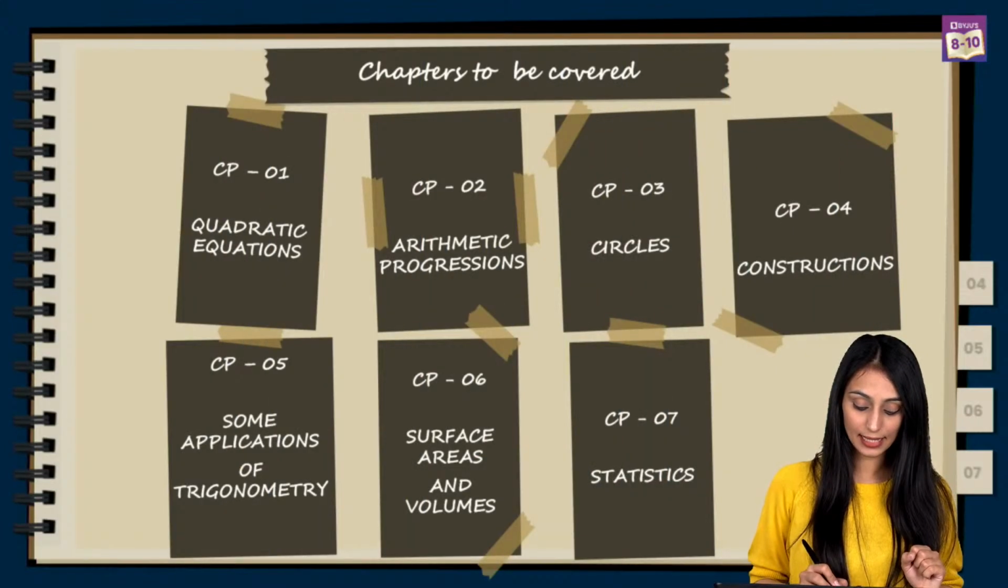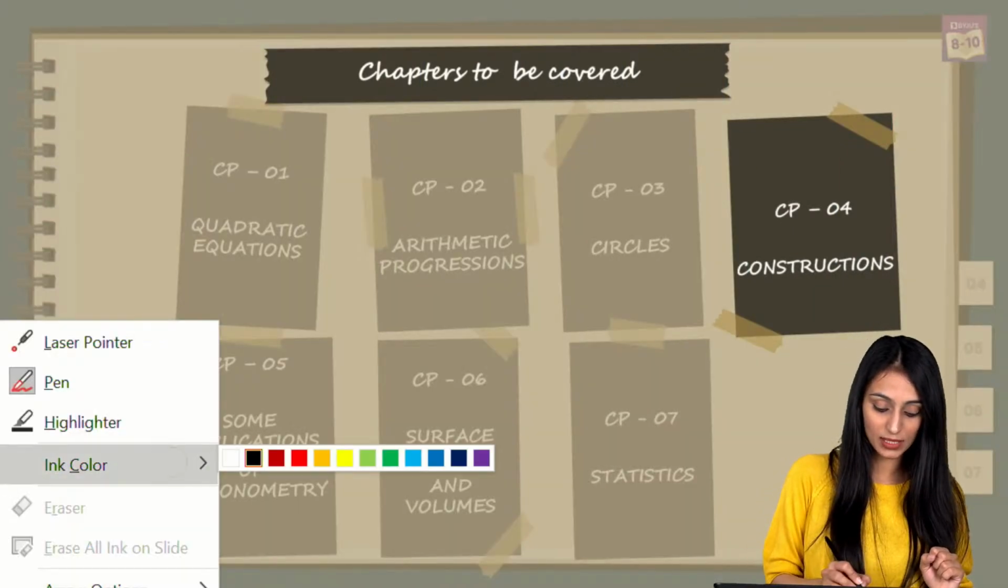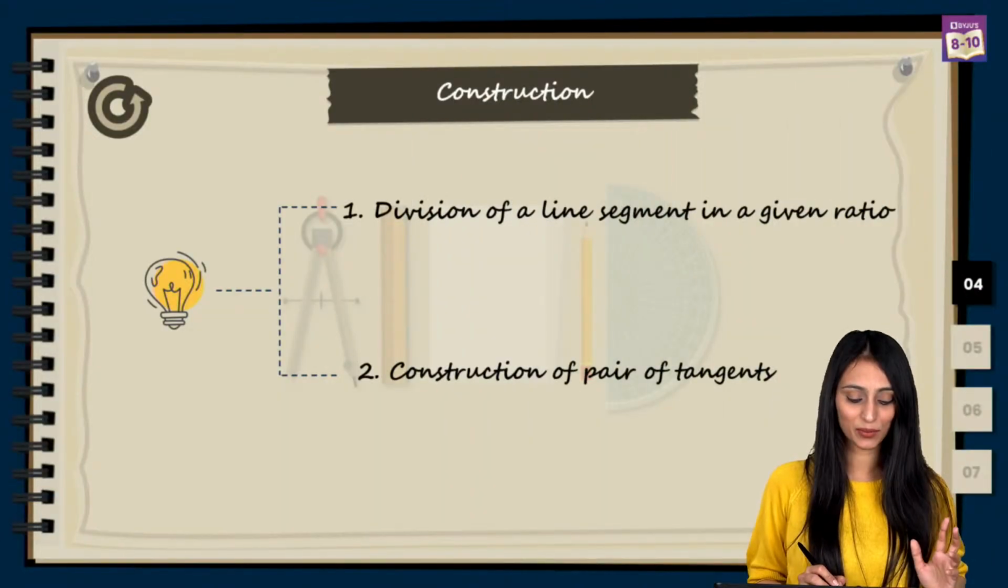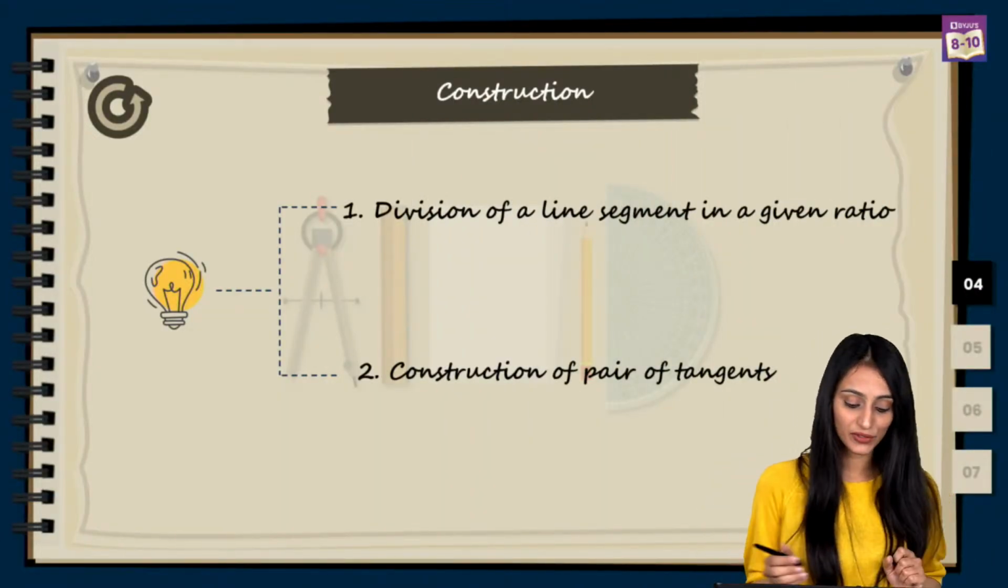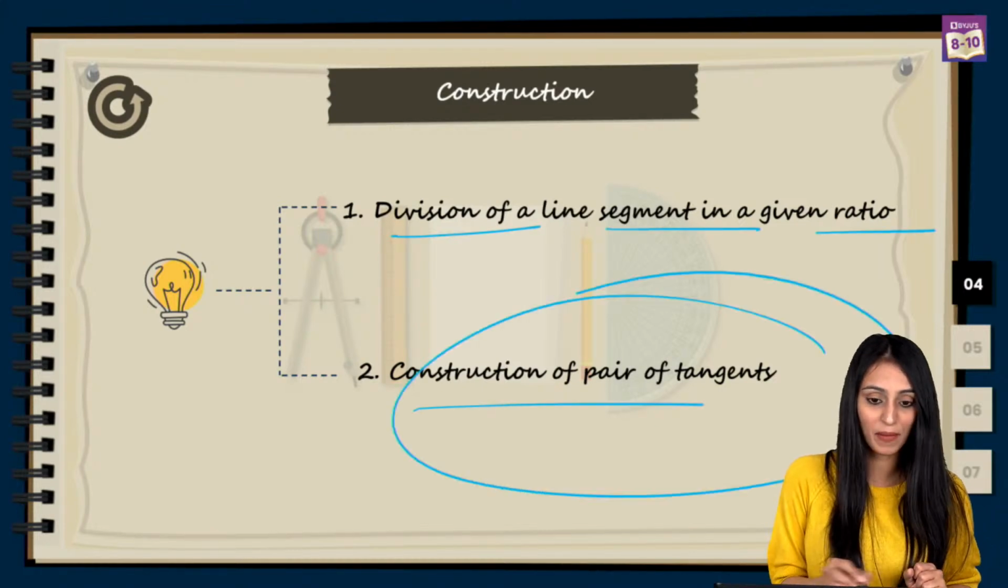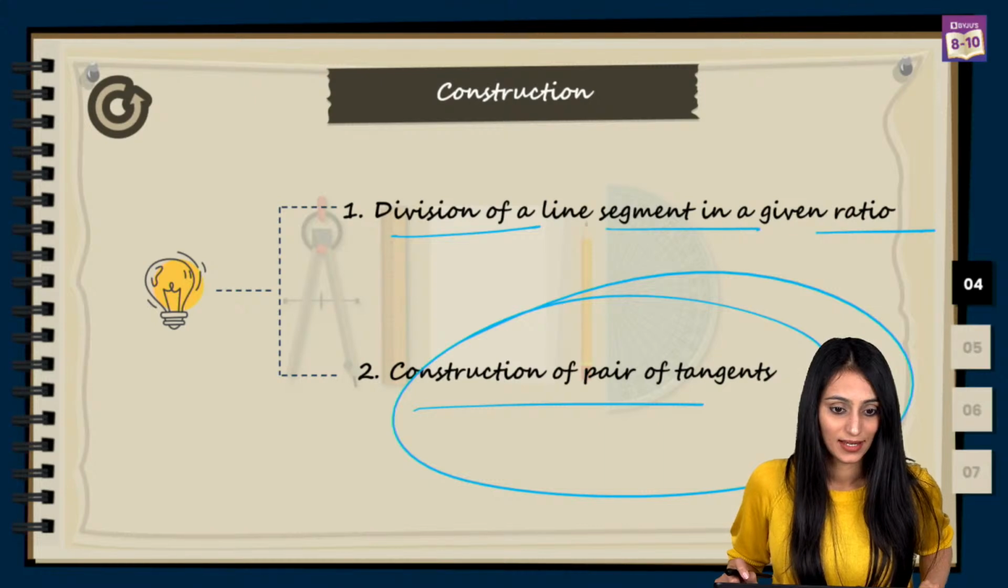Let's move ahead. Let's take a look at the next chapter that we have. Now we'll be discussing questions from constructions, an easy chapter. So what all topics do we have here? We'll be talking about division of a line segment in a given ratio and construction of a pair of tangents.